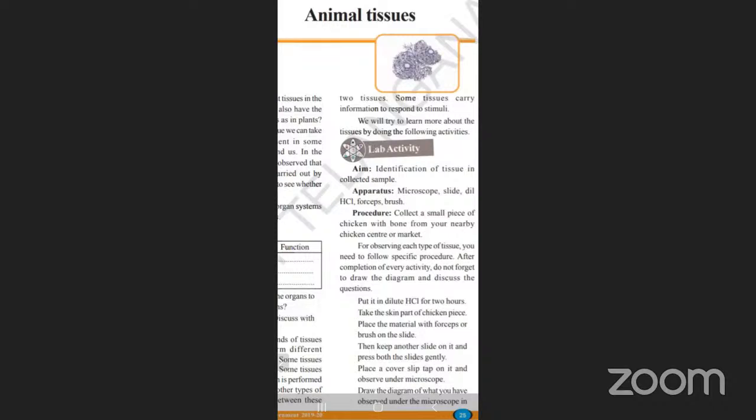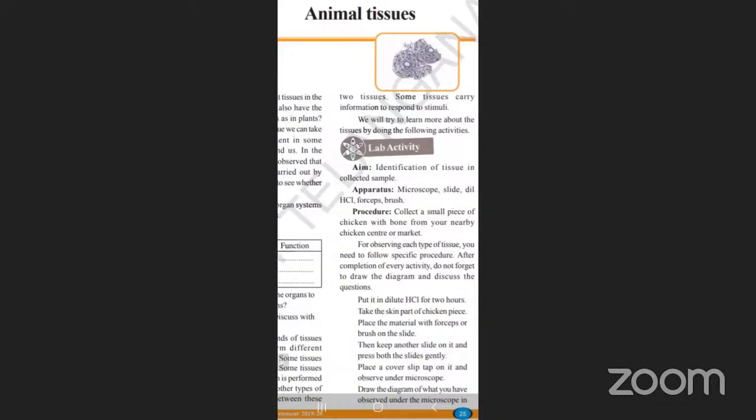After that, collect the piece from the dilute HCl with the help of forceps. Don't use your hands directly, and take the skin part of the chicken piece and place the material with the forceps or brush on the slide. Don't touch, because on your hands there are thousands of bacteria. They may stick to the sample, and the bacteria can also appear under the microscope, so we may get confused and cannot understand the proper structure of the sample. So use either forceps or brush to collect the skin part and to place it on the slide.